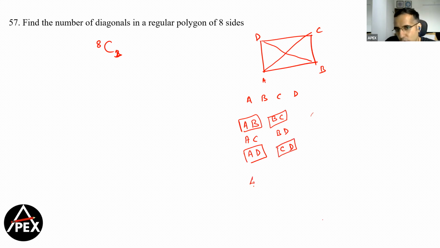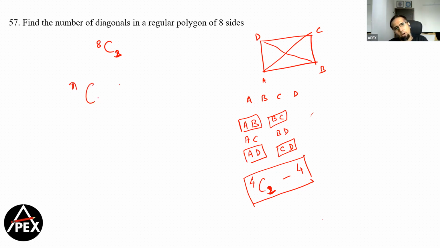So what did I do? From 4 points, I am counting all the possible combinations of lines that I can draw. That's 4C2. Minus, I am eliminating all the sides. So 4C2 minus 4 becomes your answer. Is this clear? So the number of diagonals of any polygon, need not be regular, is always nC2 minus n, and if you simplify, this becomes n(n minus 3)/2.